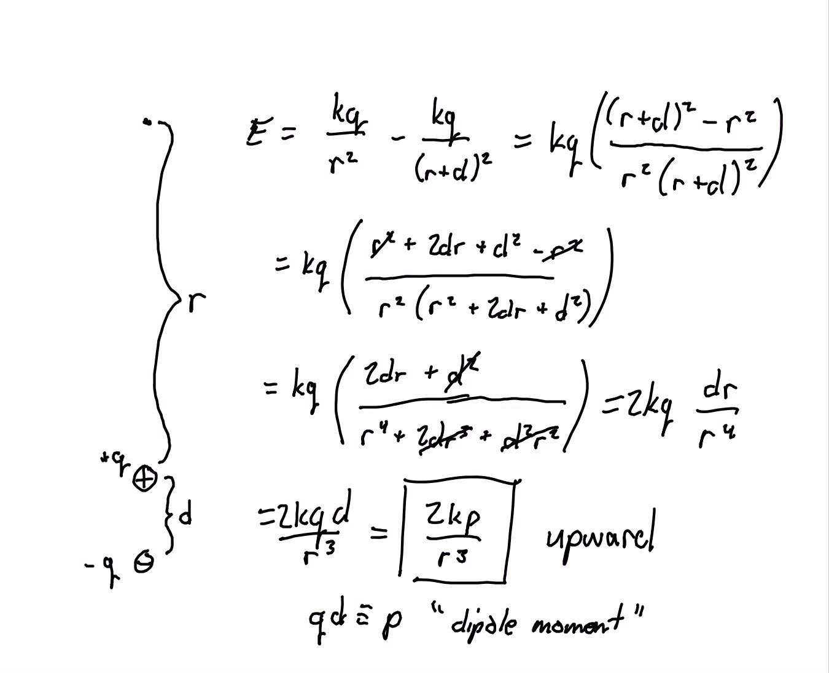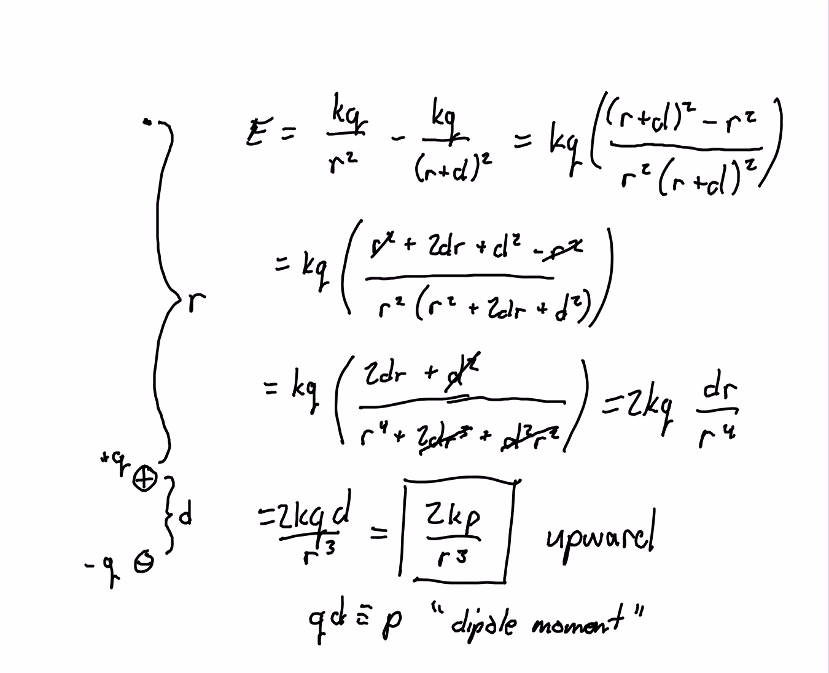A couple of useful things to note. First of all, the greater the dipole moment, the greater the electric field. That can happen by making d bigger or by making the charge bigger. Either one will make the dipole moment bigger and will make the electric field bigger in proportion. Note also that unlike the electric field due to a point charge, which goes like 1 over r squared, the electric field due to a dipole goes like 1 over r cubed.